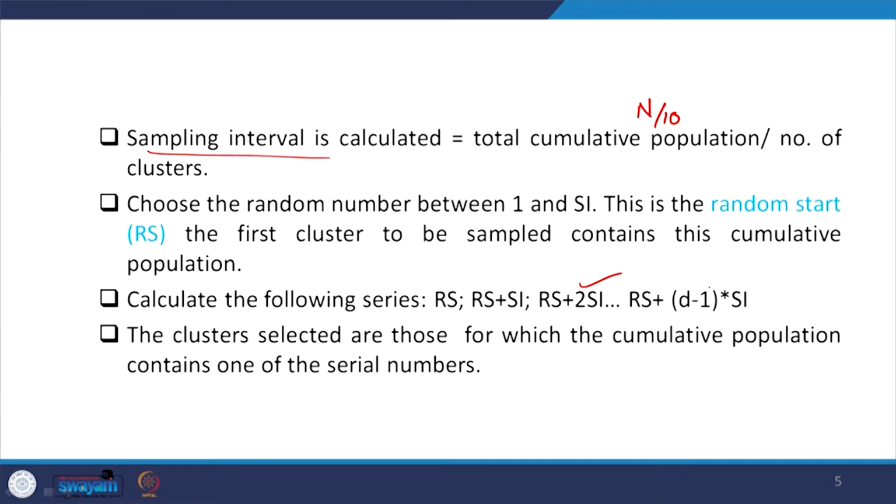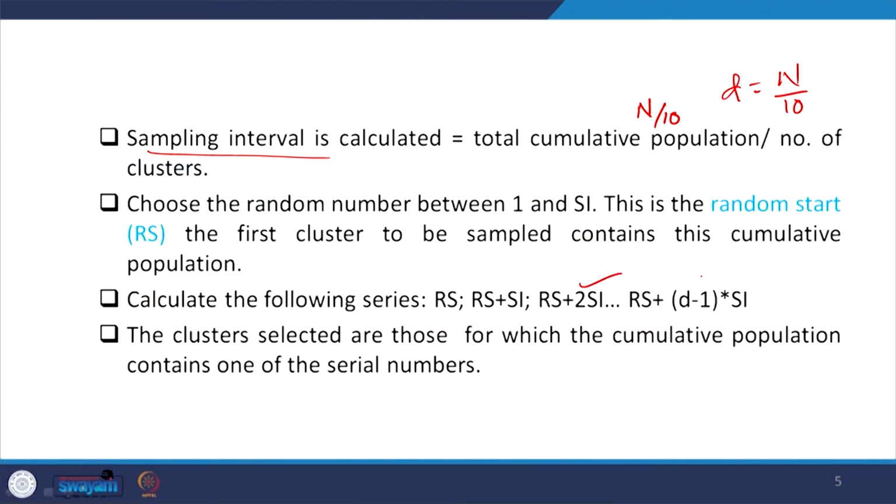D stands for the number of clusters, and d is nothing but n divided by 10. So, the number of clusters times the sample interval gives the units selected for your work. This is the first unit, this is the second unit covered, the third unit covered, and so on, and accordingly the number of samples will be collected.